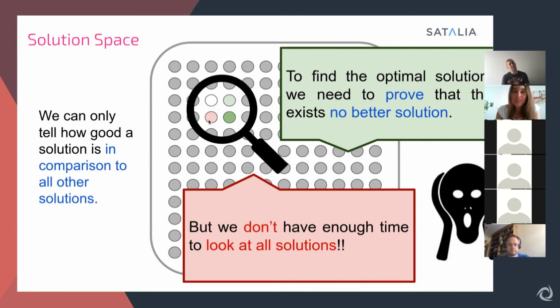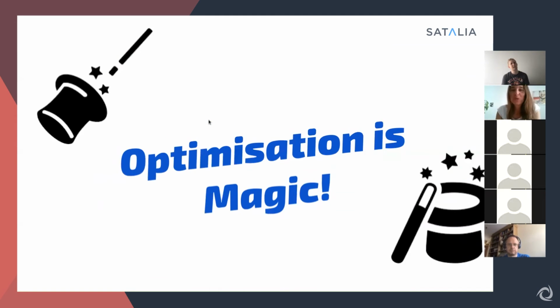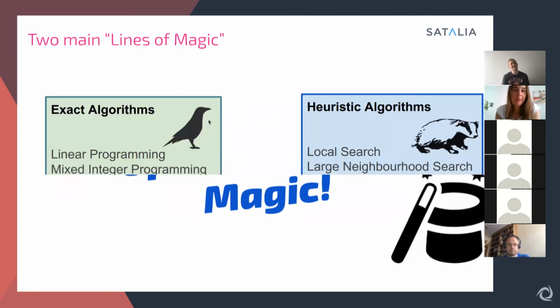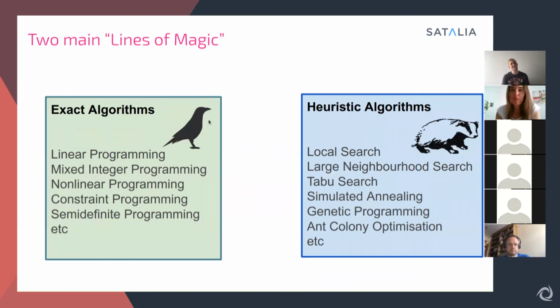So how do we manage to find optimal solutions then? How does optimization do it? And the answer, of course, is that optimization is magic. So I'm going to introduce you quickly to the 2 main lines of magic that we have in optimization. The 2 main lines are, on one hand, exact algorithms, and on the other hand, heuristic algorithms.